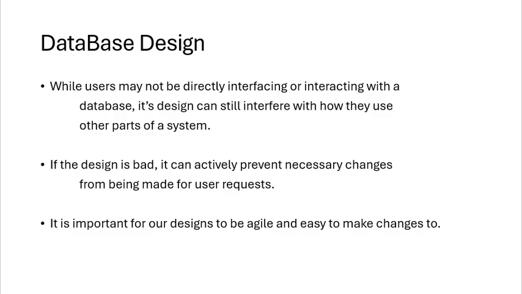A rigid or poorly planned database is like a house with a cracked foundation. If the design is bad, it can actively prevent necessary changes from being made for user requests. We've all seen cases where a feature is delayed for months on end because the database can't handle that relationship. That's why it is important for our design to be agile and easy to make changes to.